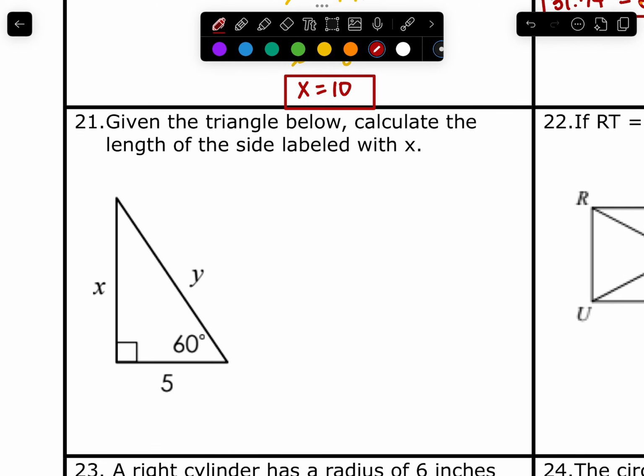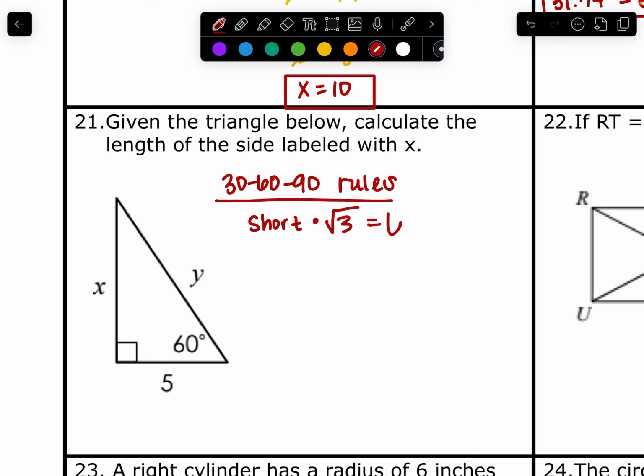Given the triangle below, calculate the length of the side. I'm looking at this. This is a 30, 60, 90 triangle, so we're going to use 30, 60, 90 rules. Again, this is a special right triangle. The rules state that if you take the short leg and multiply it by the square root of 3, that's going to equal the long leg. Why do I care about that? Because that's what x is. 5 is the short leg. This is the long leg. This is the hypotenuse. We don't really care about the hypotenuse.